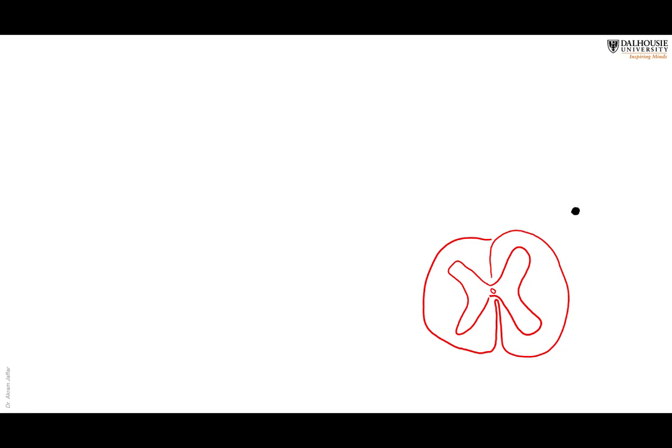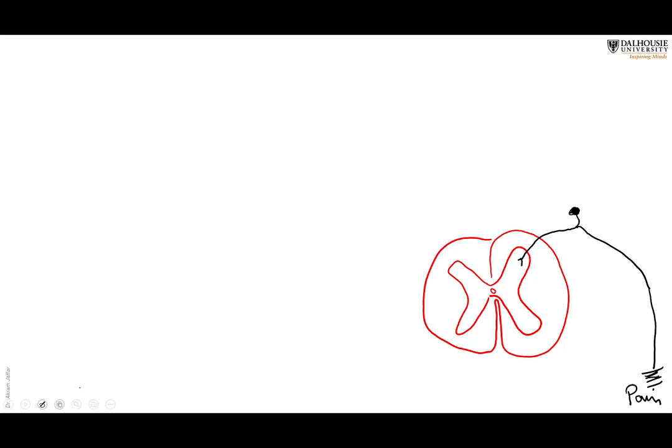This is the dorsal root of the spinal nerve. It contains a dorsal root ganglion containing sensory cells, the pseudo-unipolar neurons, okay? And let's consider that we are feeling pain here. So that will be the skin here, on the surface of the skin.